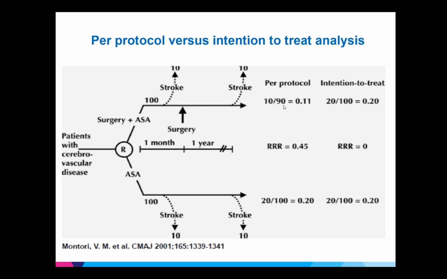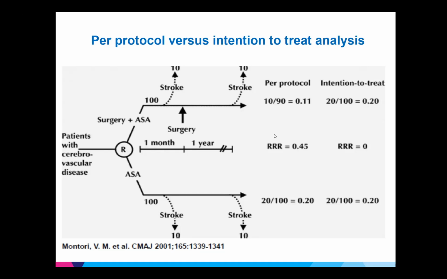Can you use this example to do exactly what you just said right now? What's the difference between per protocol and intention to treat? So on the top, out of the 90 patients that were initially randomized. So you have 100 that were randomized to surgery and aspirin, 100 that were randomized to aspirin alone. What's the difference with these numbers, the per protocol and intention to treat? Exactly what you just said, but use this example.